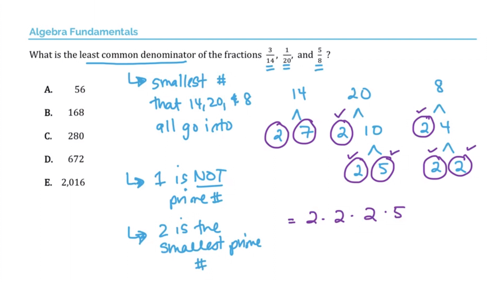Now, lastly, let's check 14. 14 needs 1 2. I already have a 2, but I do not yet have a 7, so I'm going to need to add a 7. And that will take care of that.